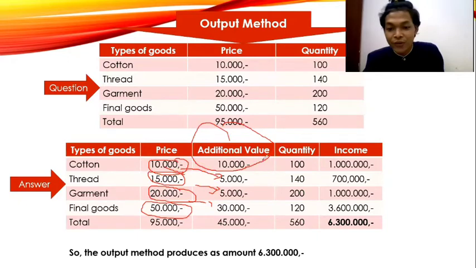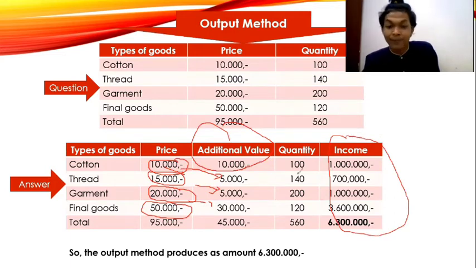And then we have to see the quantity. We can see the questions as well. The quantity are the same. And how about the income here? And how can we calculate the income? The income can be got by timing the price, I mean, the additional value and the quantity.